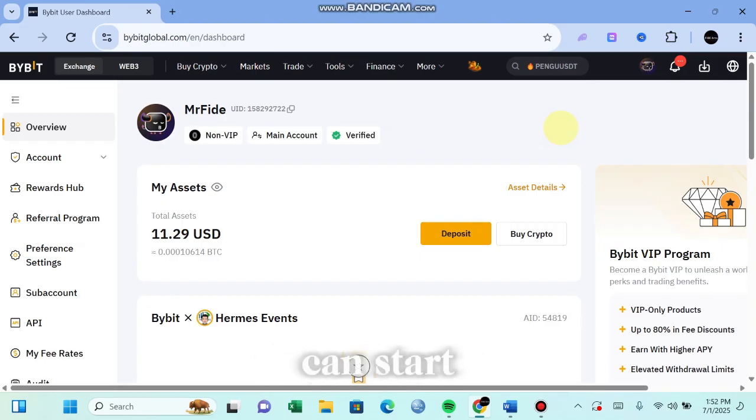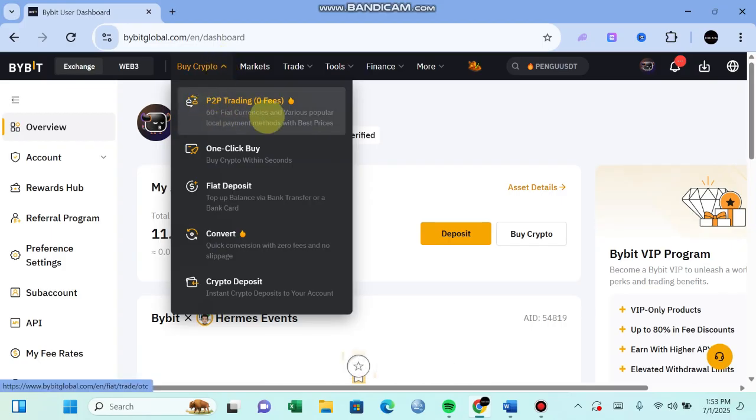Before you can start trading, you need to make a deposit into your account. You need to have USDT. You can either send the USDT from another wallet or from another exchange to your centralized wallet, or you can buy USDT via P2P. For those people who do not know how to use P2P, I already made a video on how to buy and sell USDT with P2P. I'll leave the link to that video in the description box.